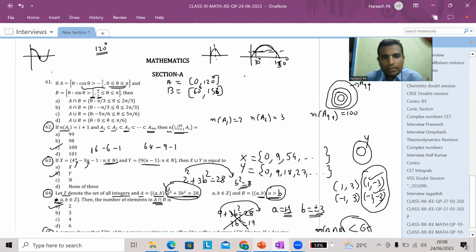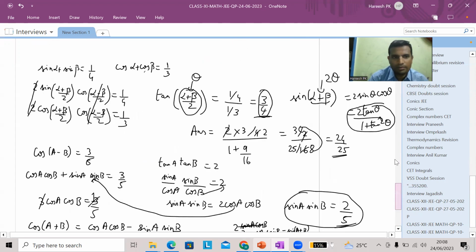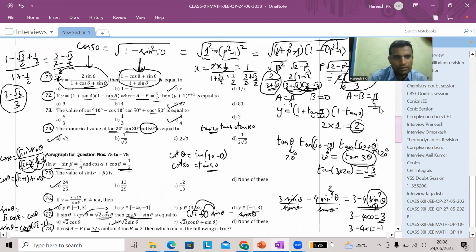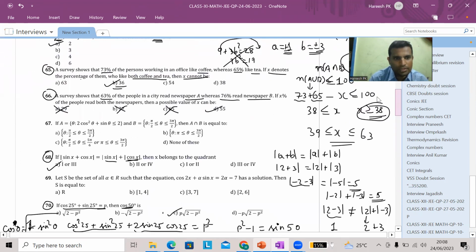So what is the common intersection? Intersection is nothing but 60 to 120. So A intersection B is simply between 60 degree to 120, pi by 3 to 2 pi by 3. So 61 is also very easy one. Now we go to 67.